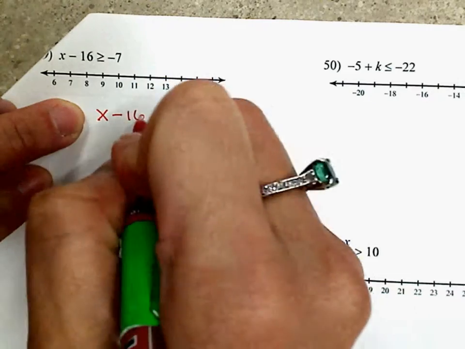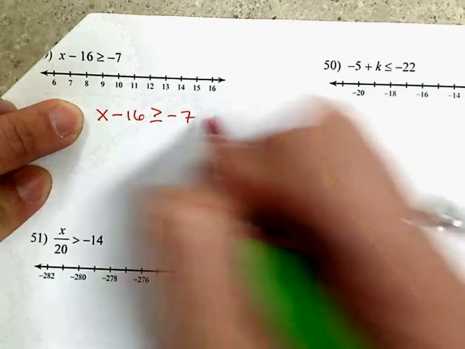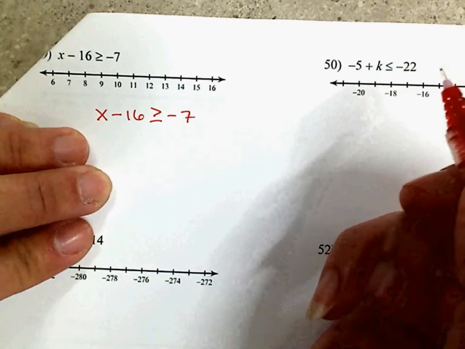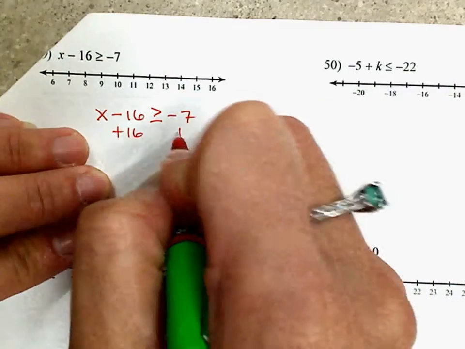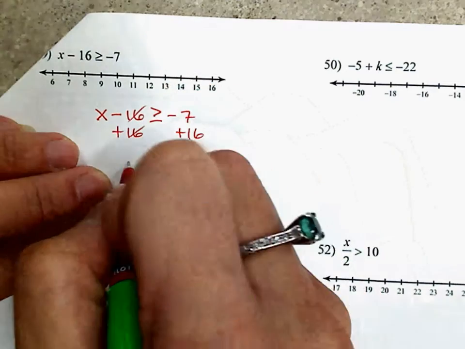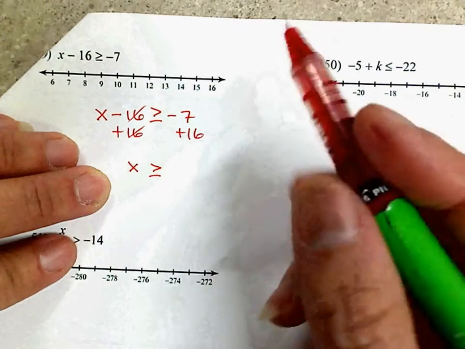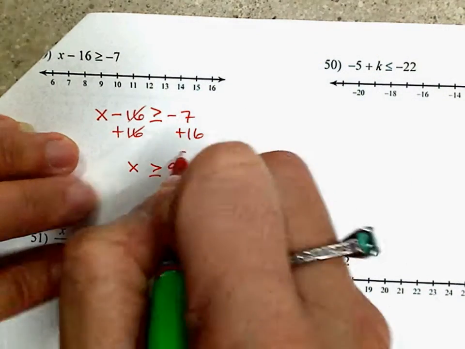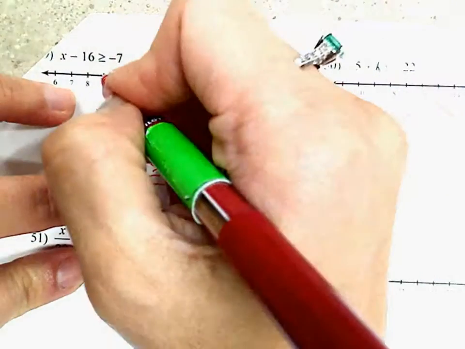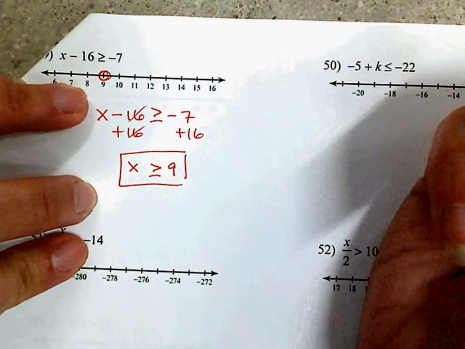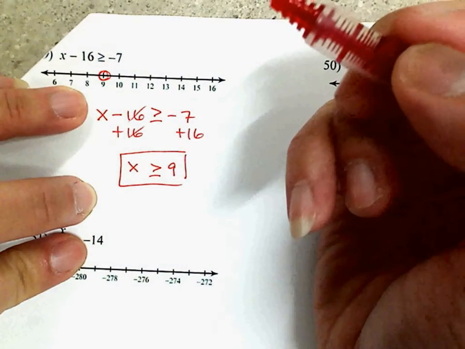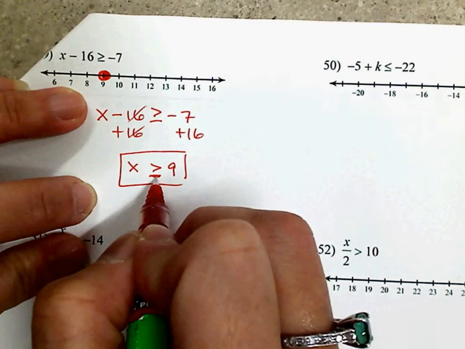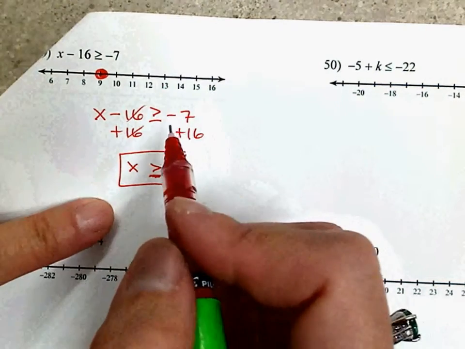X minus 16 is greater than or equal to negative 7. Okay, what do we do? Plus 16. Cancel. X is greater than or equal to, what's negative 7 plus 16? 9. Open or close? Close. It's closed, Diana. Look, see how there's equal? That makes it close. Okay, now read the letter.